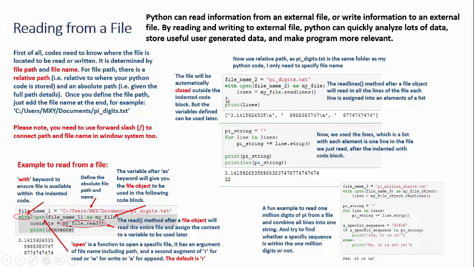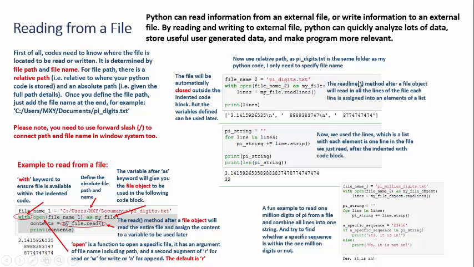Now let's look at another example. In this example, we use the relative path, still the same file, but it only contains the file name because my Python code and my external file are in the same folder. In this particular example, we read the file line by line.